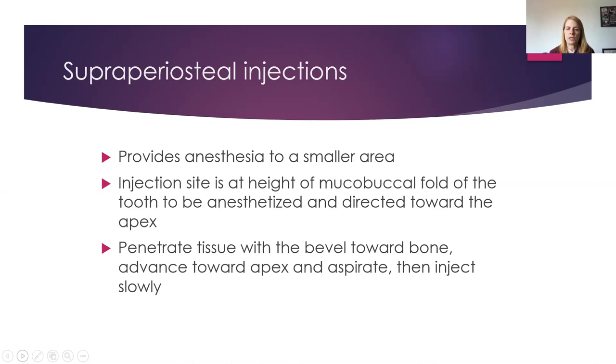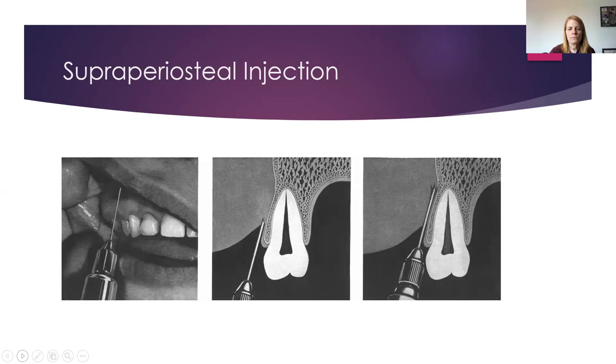So, 3 to 5 millimeters at the height of the mucobuccal fold, parallel to the long axis of the canine, and maybe just mesial to that canine eminence, directed towards the apex of that tooth, penetrating the tissue with the bevel towards bone. Like I said before, if it was the dentist doing a filling on the canine, they would be numbing the canine. For us, we're numbing the ASA area because that site of injection is at the same spot. And here's just a picture of a superperiosteal where you enter at the height of the mucobuccal fold, and then you proceed near the apex, which is the site of deposition.